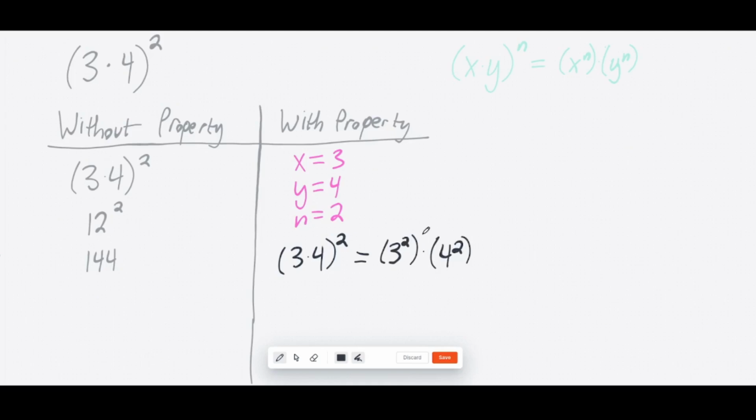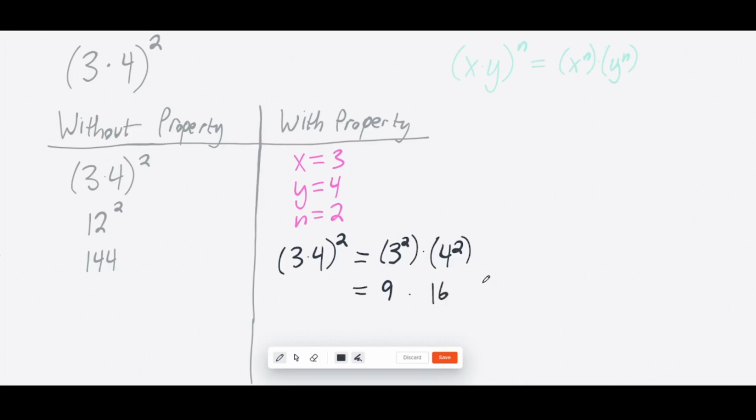And this property sort of looks like we're distributing the exponent into each factor. That's not exactly what's happening, but you can think of it that way. That is a good way to remember it. So if we calculate this, 3 squared, what would that be? That'll be 9. And 4 squared, what is that? 16. So 9 times 16.